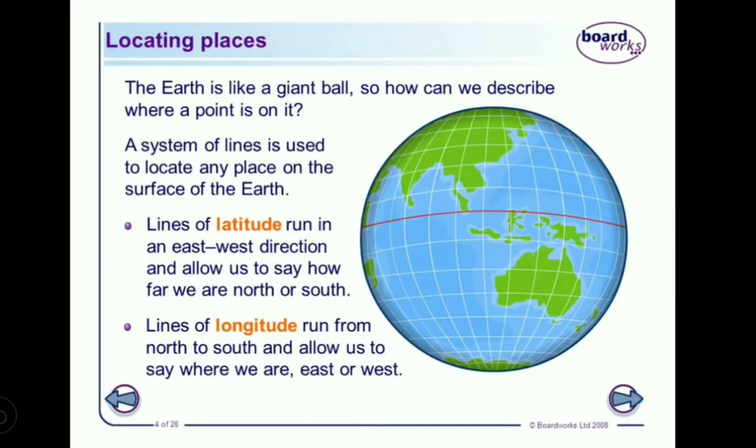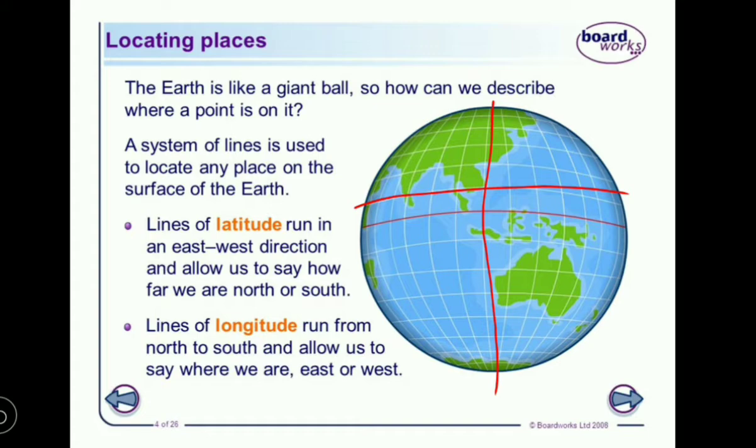Dear students, as we know, the earth is like a giant ball. Giant means a huge ball. So how can we describe where a point is on it? With a point, I mean in terms of countries, a city, continents or an ocean, how do we locate these places on the globe? Just observe the globe: you have some horizontal white lines and some vertical white lines. These lines create a grid on the globe. Grid means a web of lines. So you have a web of lines on your globe.